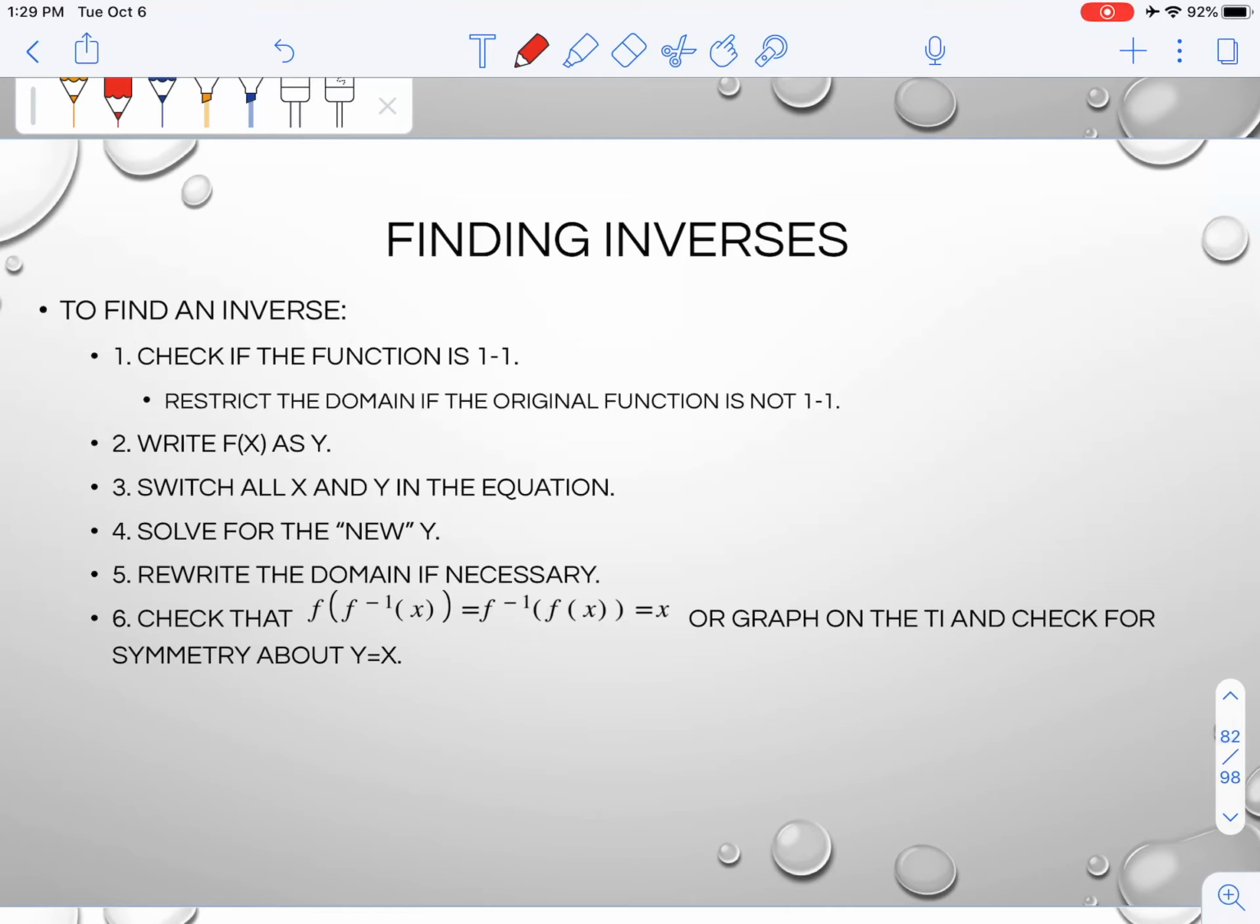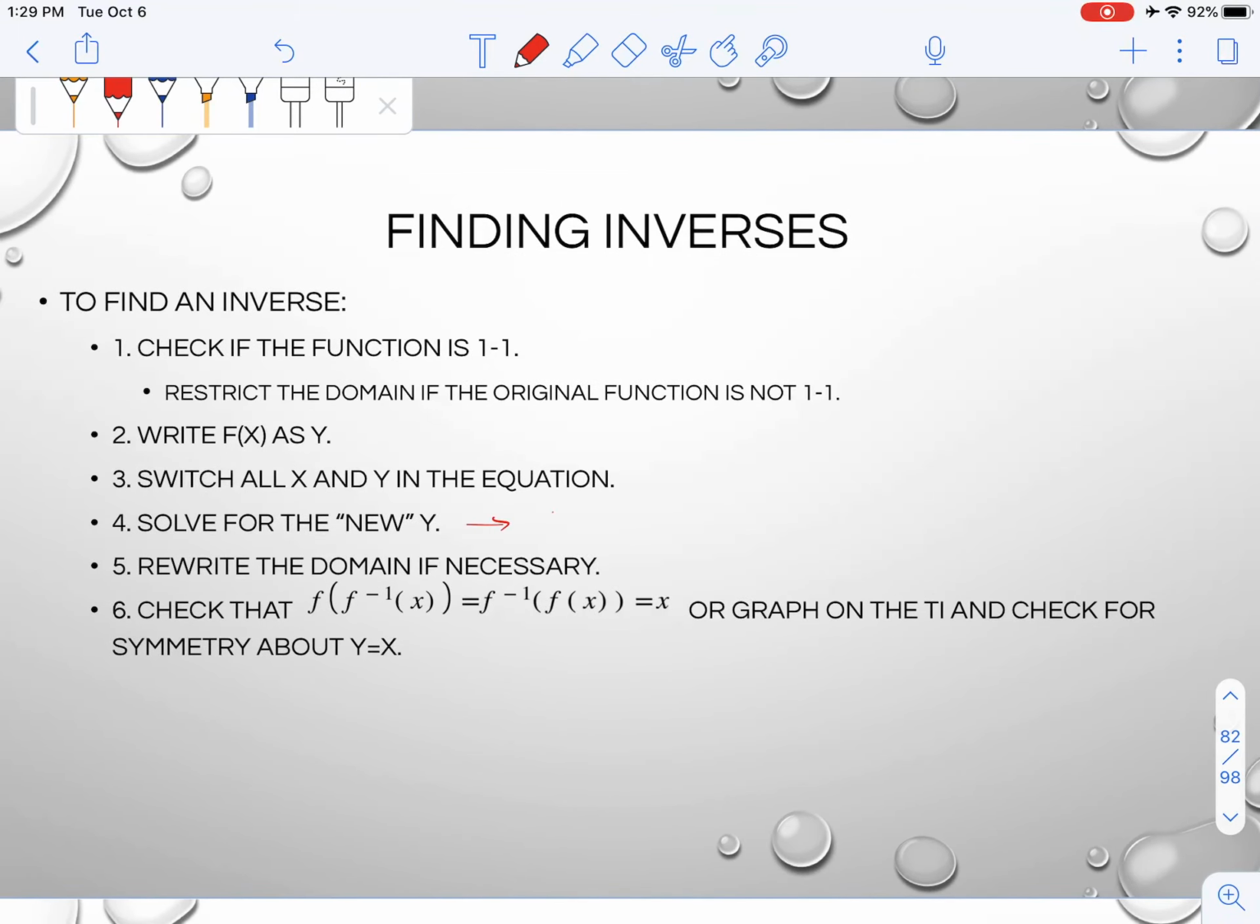So you can rewrite the domain. If you have something like a quadratic, when you find the inverse, you now have a square root, which has a domain that's already restricted on its own. So you're going to have to restrict that domain. Also, and I don't have it written here, but in step 4, you're also going to write it as f inverse of x once you get to that point.